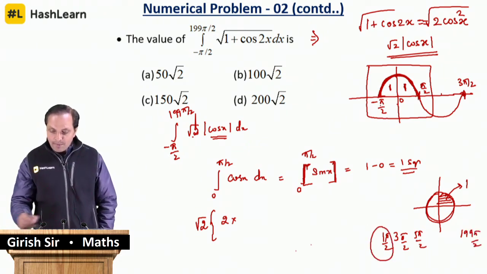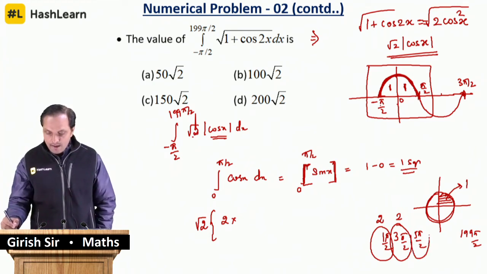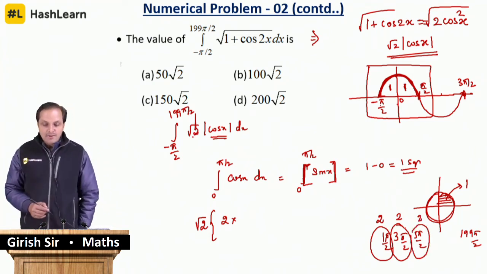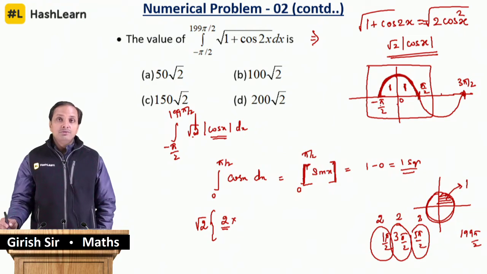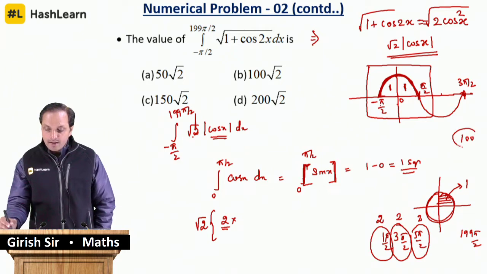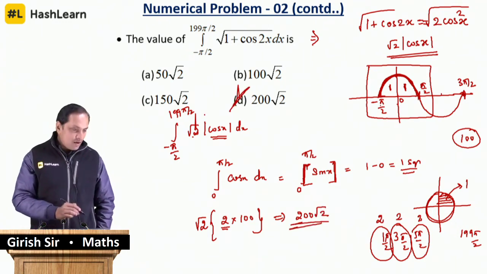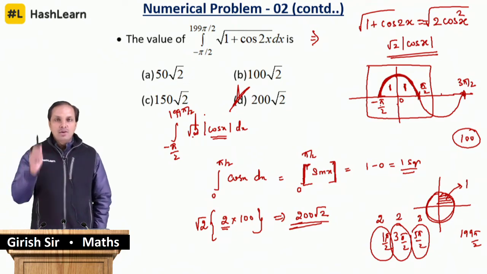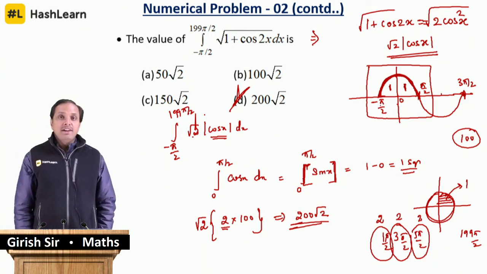So if you take up to pi by 2, you will get area as what? 2. If you take up to 3 pi by 2, you will get 2 extra prior to whatever the value you have. 5 pi by 2, you will get 2 extra. So that is what I am writing, 2 extra here, which is 2. And how many such 2s will you get? You know that 1, 3, 5, 7 up to 199 will be total 100 terms. So we have to multiply by 100. So you will have 200 into root 2, which is in option D, that is the answer.